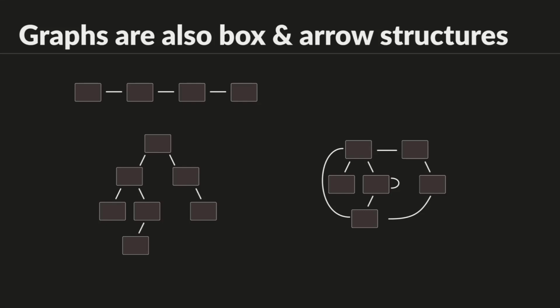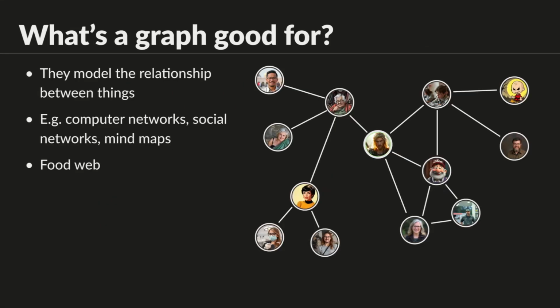A graph is also made up of boxes and arrows, and in the most generic case, there aren't rules about how many connections each box can have, or even if the connections have arrowheads on them. Graphs model the relationship between things. Maybe they're computers on a network or data centers in North America. Maybe a graph models people in their social network or criminals in their organization. Or maybe you've brainstormed ideas and created a mind map of ideas and drawn lines that connect some of them. The food web is another example you've probably heard of.